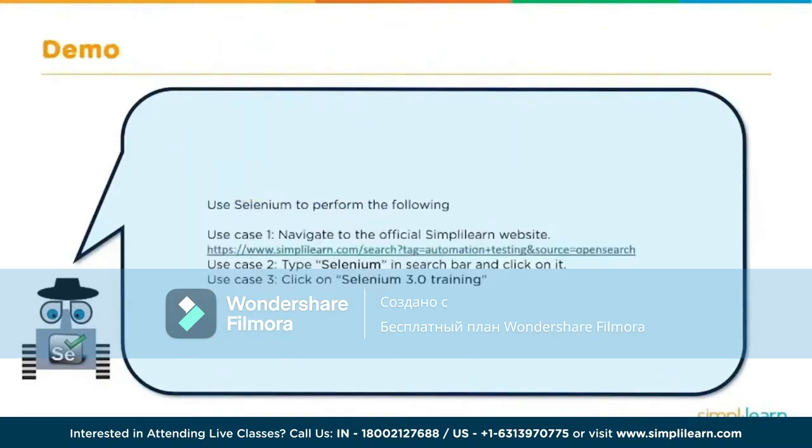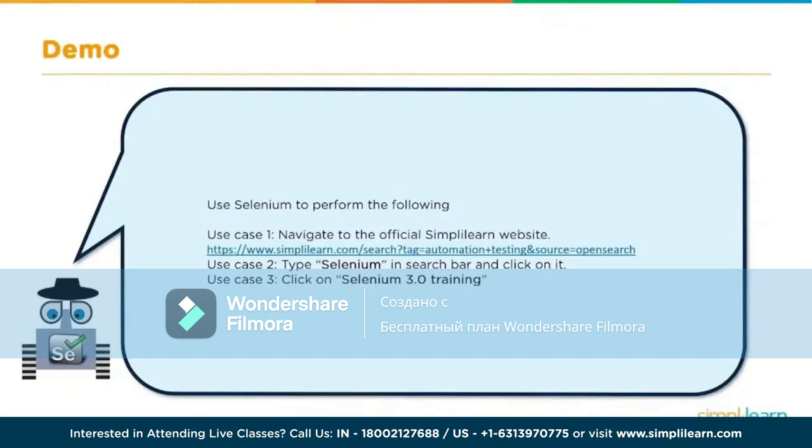Let's see the WebDriver in action now. For the demo, we will use this particular use case. What this use case says is navigate to the official Simplilearn website, then type Selenium in the search bar and click on it, and click on the Selenium 3.0 training. So we are basically searching for Selenium 3.0 training on the Simplilearn website. First, let's do the steps manually and then we will go ahead and write the automation script.